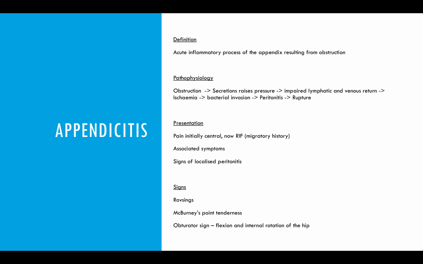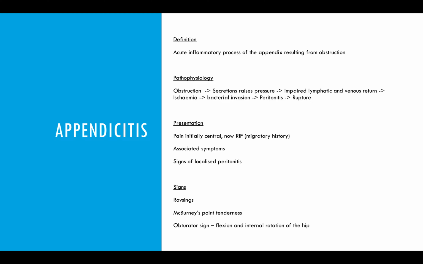Now, the first should really be McBurney's point tenderness. So McBurney's point is halfway between the umbilicus and the right iliac crest. Halfway between there is, if you push, about where the appendix is, and if you've got appendicitis, that should be where it's sore. Like I said, not always the case, but that is our classic right lower quadrant tenderness point.